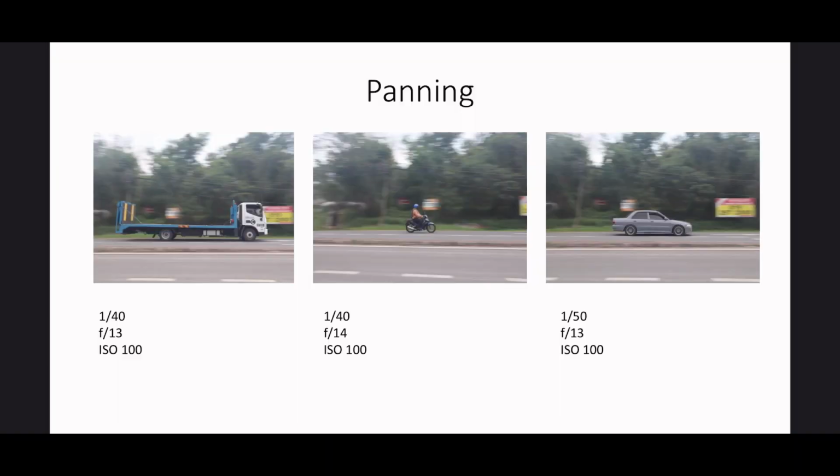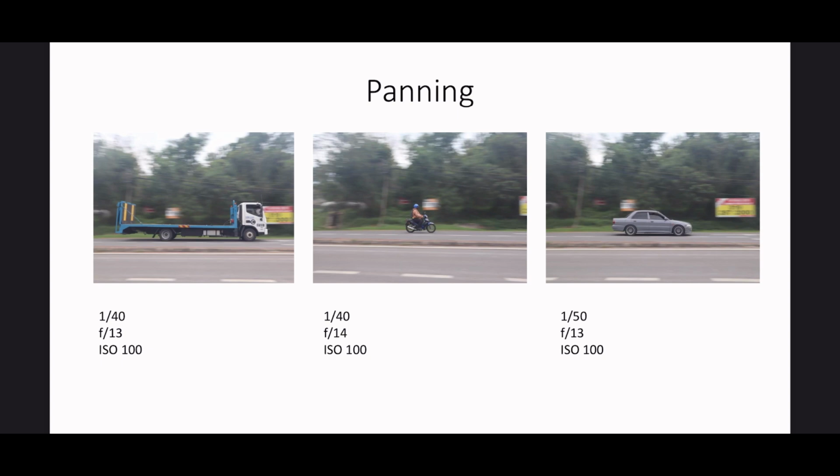Second is panning. Panning is a photography technique that involves capturing a moving subject while keeping the subject relatively sharp and blurring the background. This technique conveys a sense of motion and speed in the photograph. Panning is commonly used in sports photography, wildlife photography, and any other situation where you want to emphasize the dynamic movement of a subject. Here's a step-by-step guide on how to achieve a panning shot.